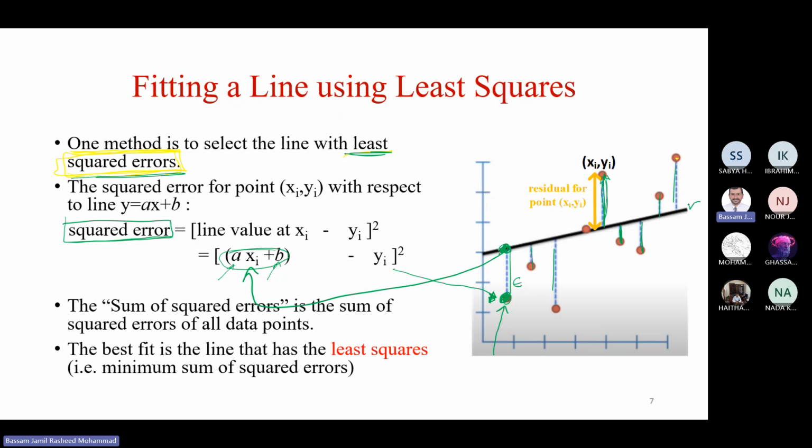Notice that this point here is what the model predicts. This point here is what the data is telling me. The difference between them is the error.